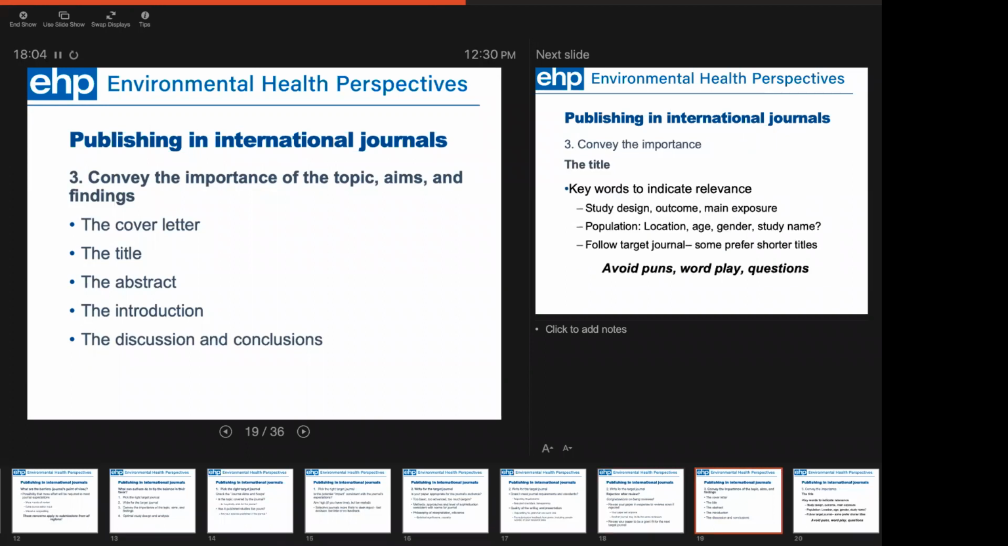Okay, the next thing is to convey the importance of your paper. So convey the importance of the contribution. And I think this will be important to people in this group. And the places where you do that: the cover letter, the title, the abstract, the introduction, the discussion and conclusion. So I'm skipping over a lot of important parts of the paper. But I think editors don't get a clear sense of why something is important, and so they end up rejecting that review.